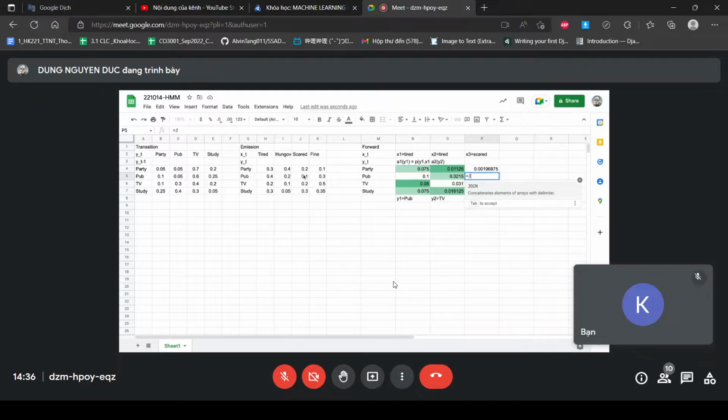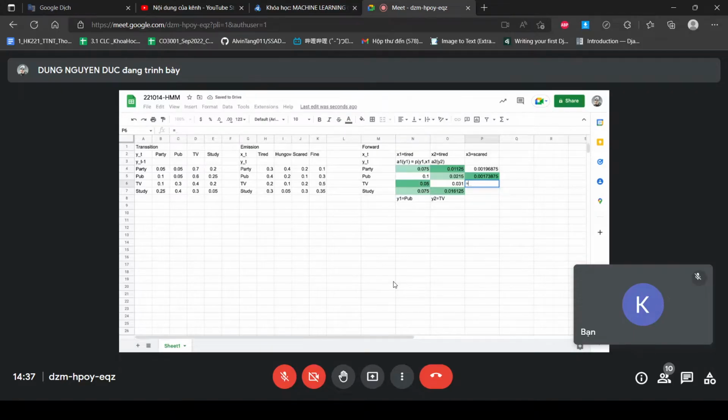So you would have J5 multiplied with, let's see, if I recall correctly, O4 multiplied with the transition from party to pop, so you have C4 plus O5 multiplied with C5 plus O6 multiplied with C6 plus O7 multiplied with C7. That would be another number.